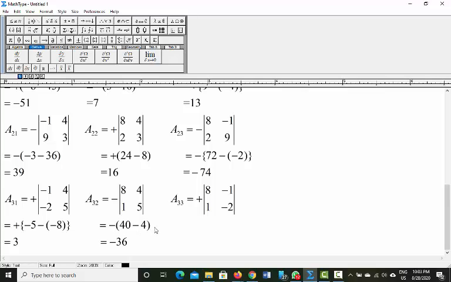Right, now is equal to plus bracket. First of all we will multiply this 8 with this minus 2, right? So 8 multiplied by minus 2, that is minus 16, and this is the minus from the formula. Now we will multiply these one left diagonal elements. Minus 1 multiplied by 1, that is minus 1.